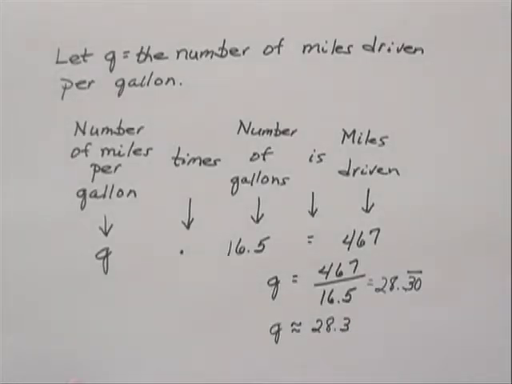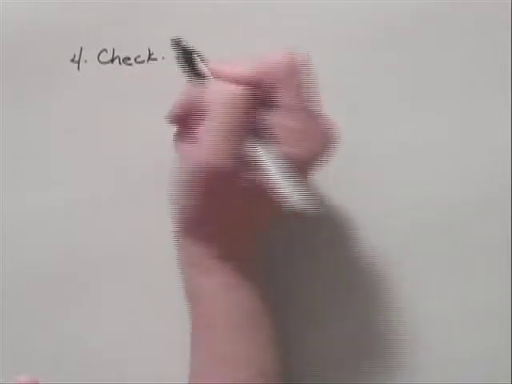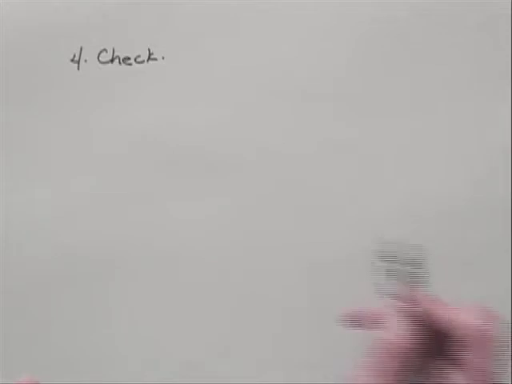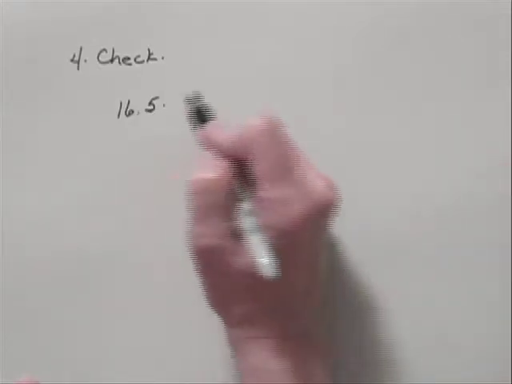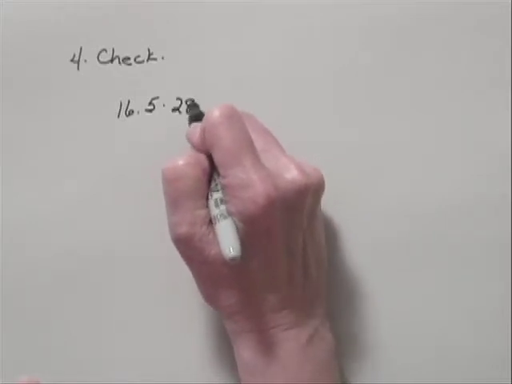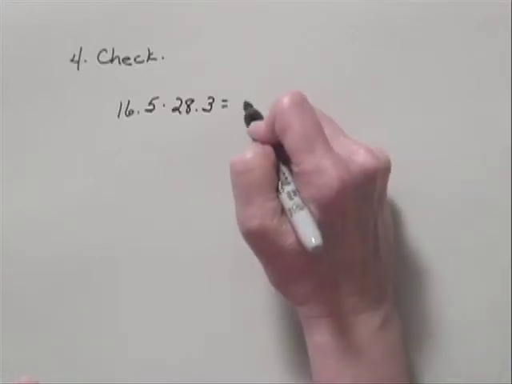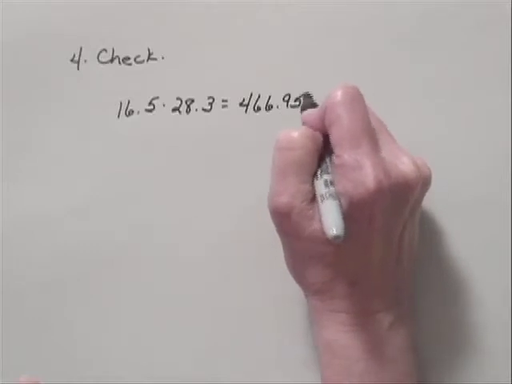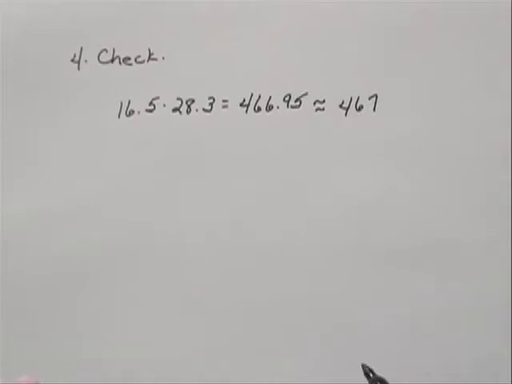Now we can check this. It's the fourth step in our problem-solving process. First, we can multiply the number of miles per gallon by the number of gallons. 16.5 gallons times 28.3 miles per gallon. This would give us the number of miles driven. And when we do that multiplication, we get 466.95, which is approximately equal to the 467 miles we computed that were driven.